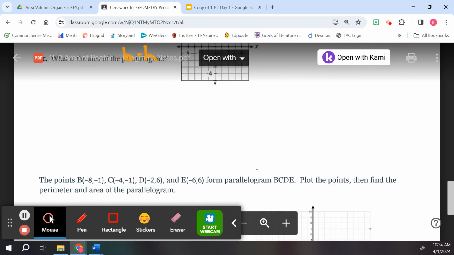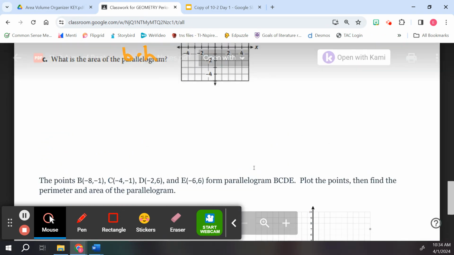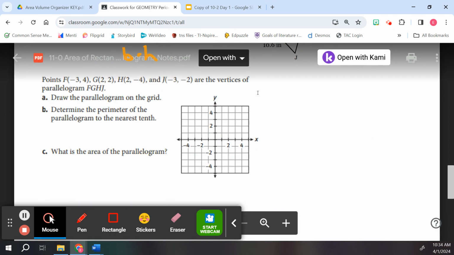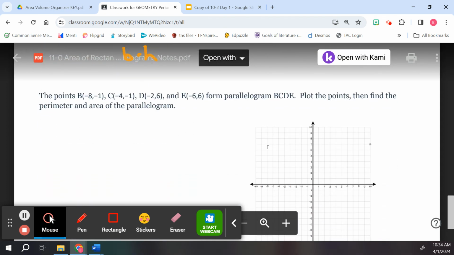Okay. Now for this next one. Actually, these next two. I want you to at least plot these two. We'll go over this one in a minute. But plot both of these. I'm going to give you a few minutes to do that. Go ahead. Plot them first.